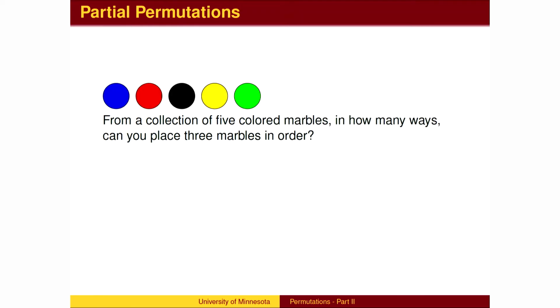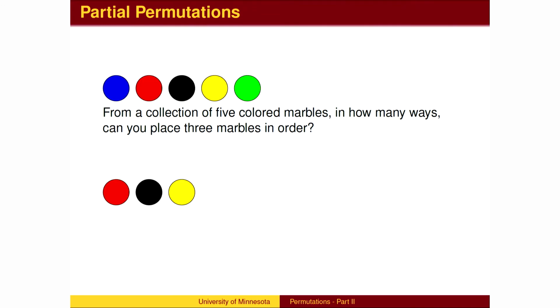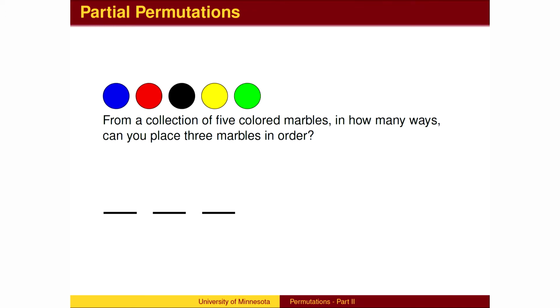Suppose we wish to place only 3 out of 5 marbles in order. In how many ways can this be done? Here are a few of the possibilities. To count the possibilities, we break this task into 3 choices according to the general counting principle. We have 5 ways to pick the marble that will be placed first, 4 ways to pick the marble that will be placed second, and 3 ways to pick the marble that will be placed third.